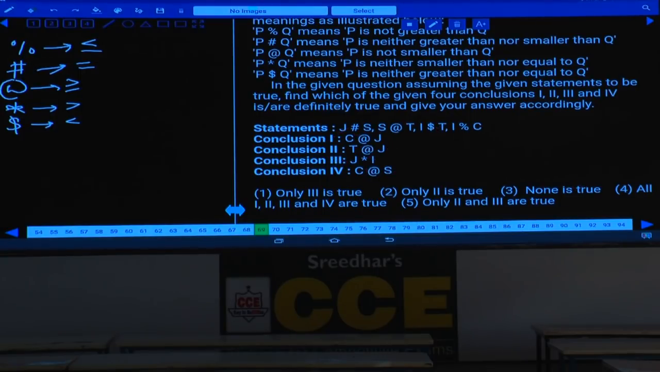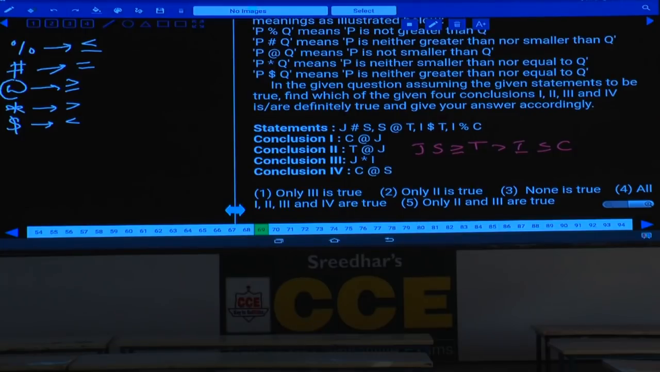Then question number 69. Now hash J equals to S, and S at the rate of means S greater than or equals to T, and I dollar, I lesser than T. I lesser than T means T greater than I, isn't it? T greater than I percentage means I lesser than or equals to C.